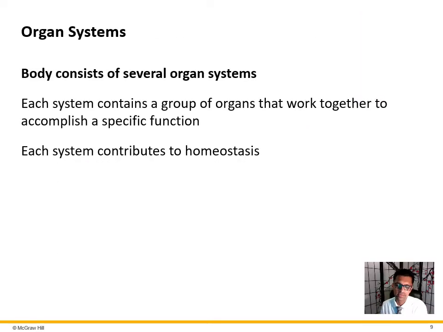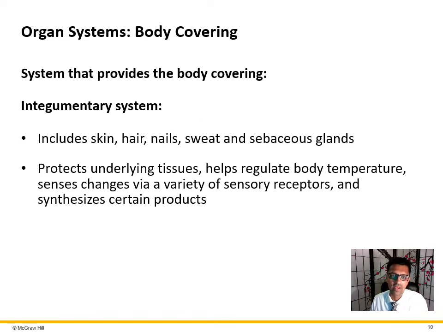The body consists of several organ systems. Each system contains a group of organs that work together to accomplish a specific function. And of course, each system contributes back to what we were talking about, the homeostasis. A system that provides the body covering is the integumentary. That's your skin, right? It includes the skin, hair, nails, sweat, sebaceous glands. They protect underlying tissues, helps regulate body temperature, senses change via a variety of sensory organs, and synthesizes certain products.